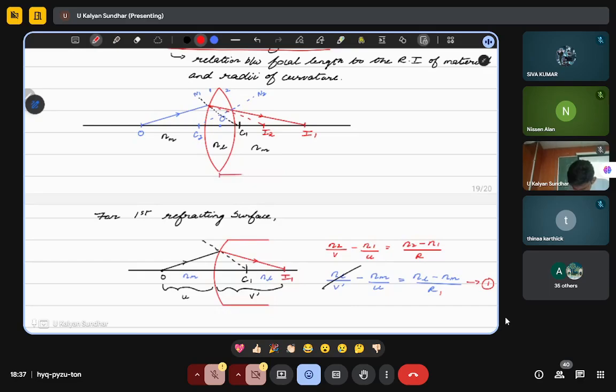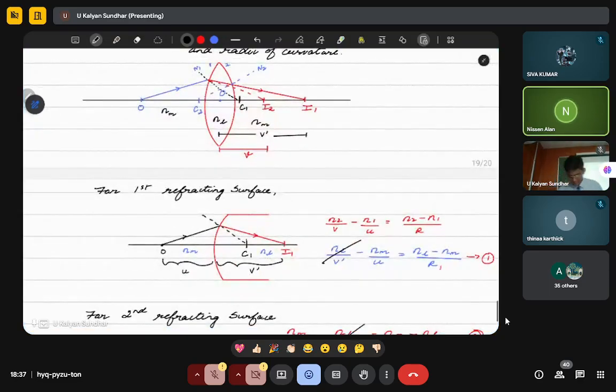This is the final image which will be formed. This is your V, sir. Okay, sir. This is your V dash. Okay, sir.